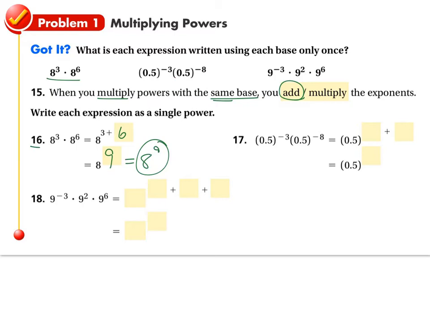For problem 17, that's the second problem, again we're going to add the exponents. So our first exponent is -3, and our second exponent is -8. So -3 minus 8, which is -11. That's our solution. In our third problem, again, we have the same bases. So our base will be 9, and we're going to add the exponents.